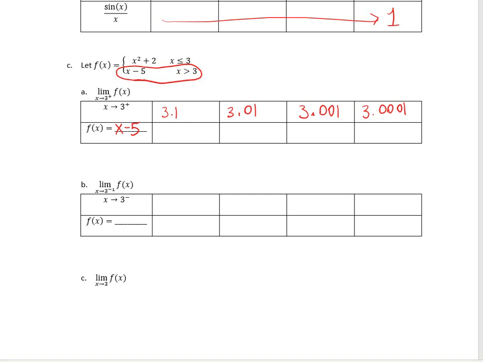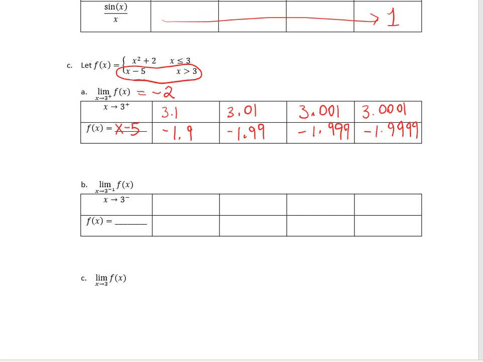All right, so when we plug those in, here's what we're going to get: negative 1.9, negative 1.99, negative 1.999, and negative 1.9999. So what it looks like our function is approaching as our x approaches 3 from the right-hand side, it looks like we're approaching negative 2.